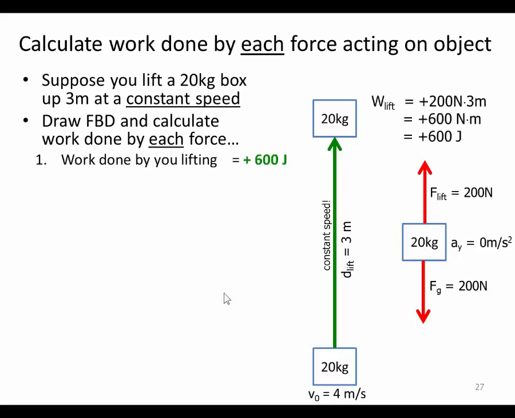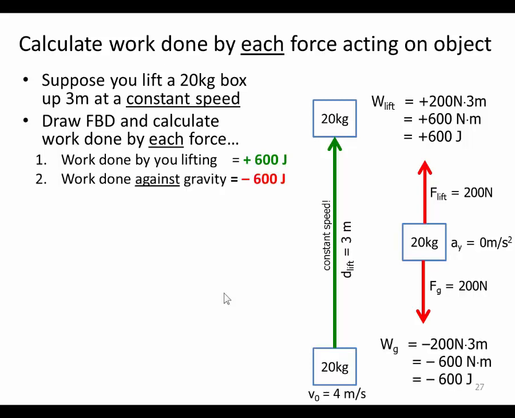So let's go ahead and calculate the work done by the lifting force. As you can see, it's a simple calculation. Remember, we have a simple work formula if the forces are aligned with each other, and these are. And we have 200 newtons times 3 meters for your lifting force, which gives you a total of 600 newton meters, or 600 joules. And that's a positive quantity because they're acting in the same direction.